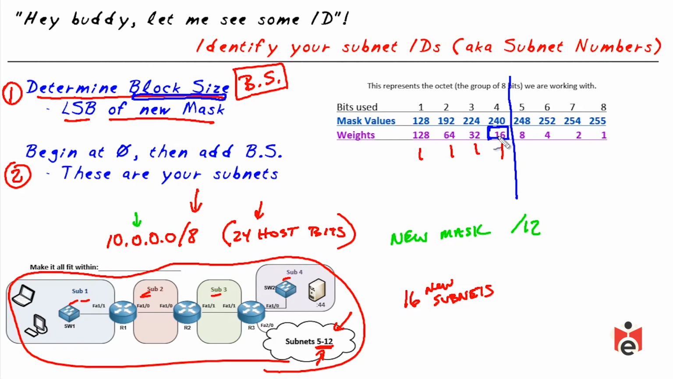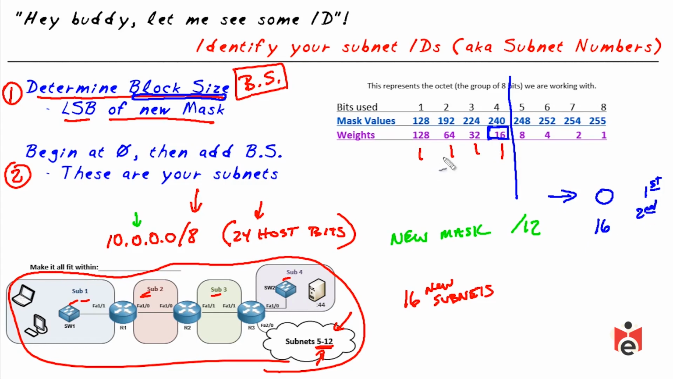Now, how is that going to help us? What we're going to do is we're going to begin at 0 and then simply add the block size. So for step number 2, in this example, let's go ahead and take 0. Now, that's really easy to get to. That is our first subnet, and sometimes it's called subnet 0. So that's our very first subnet, is subnet 0. And then for our next subnet, we simply add the block size. So it's 16, so we add 16 to this. That is our second subnet.